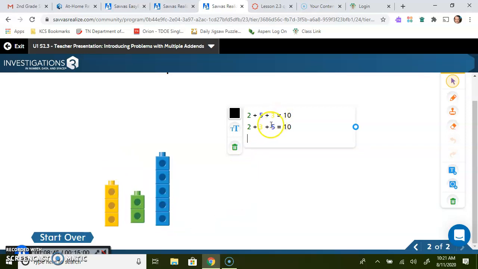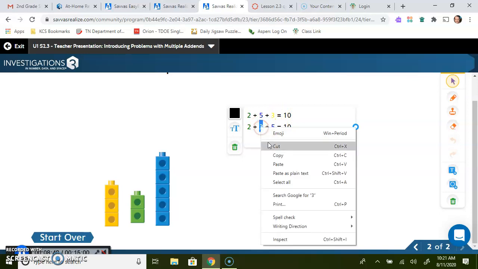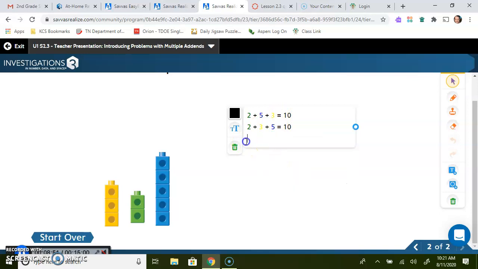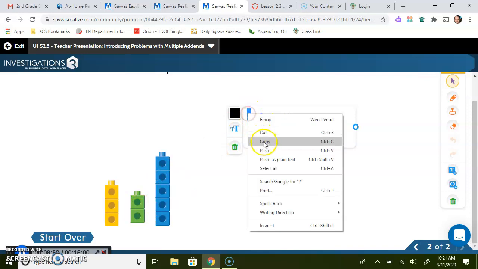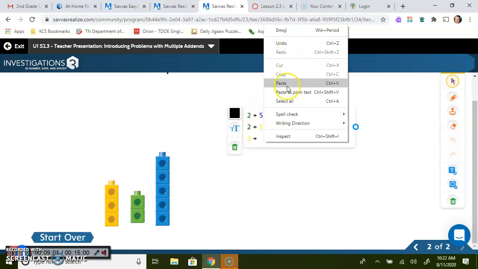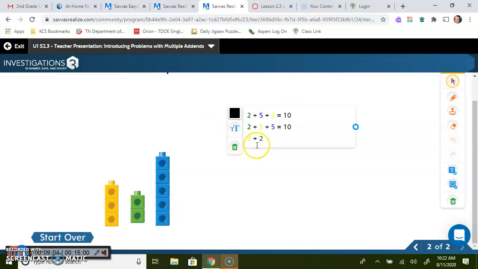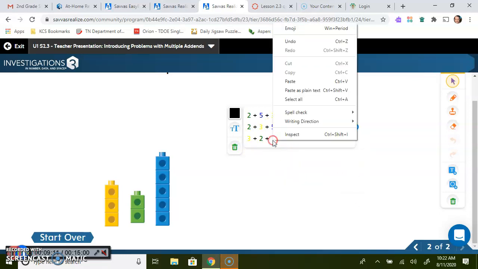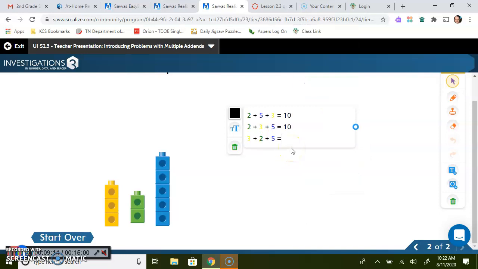Okay, I want you to think about your equation here now. We started this time with 3 yellow plus, what's next? Right, 2 greens. We're changing up our order, but our numbers are staying the same. Plus 2 plus our 5. What would that equal? Let's count on 3, 4, 5, 6, 7, 8, 9, 10.